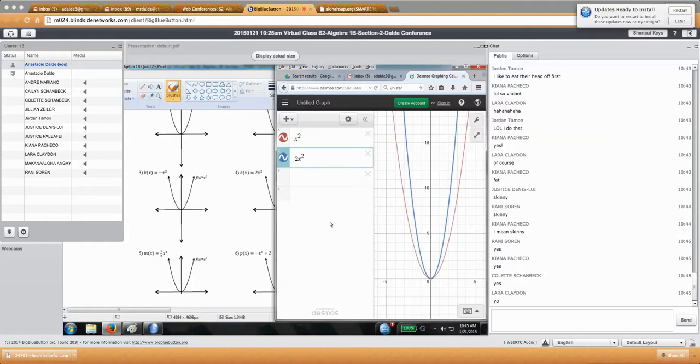If I put a bigger number there, what do you think will happen? If I put, instead of a 2, what if I put a 4? What will happen?